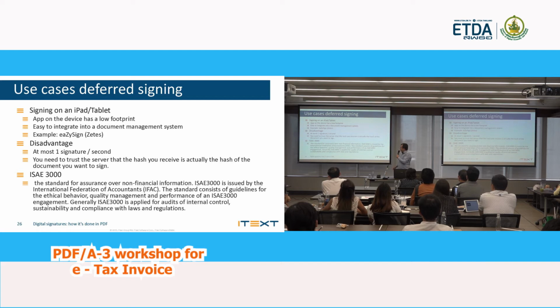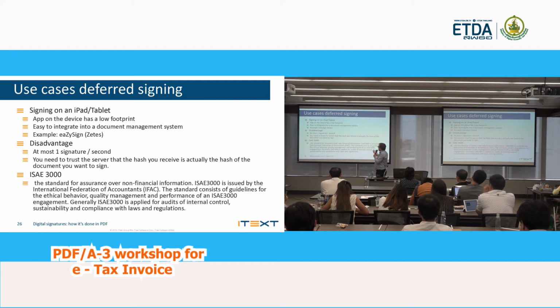What is this for? Well, signing on an iPad or a tablet. A tablet or a phone doesn't have that much processing power. You don't, for instance, want to download iText on every client's phone. But you can create an app that has a low footprint, and it's easy to integrate in a document management system. So the document never leaves the document management system, but you can still sign on the client.